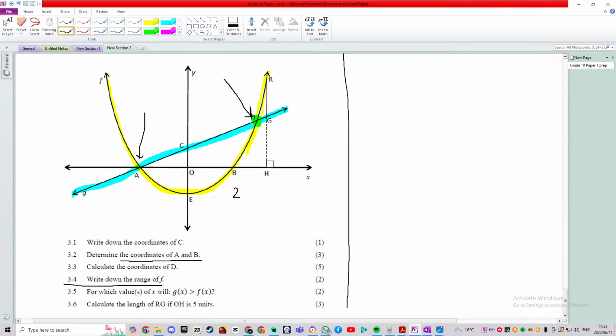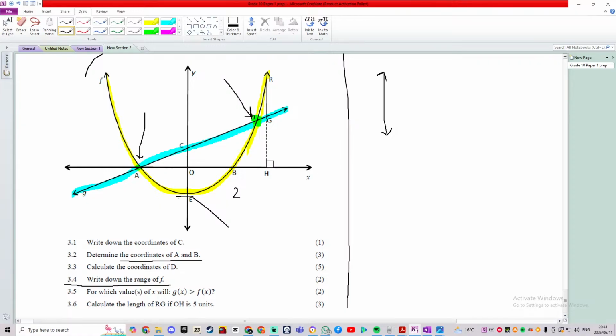Okay, 3.4, the range of f. Again, f is the yellow graph, which is the parabola. What does range mean? Where does the graph exist, vertically. Now we can see that this graph of f turns here at E. So we can't say y is an element of all real numbers. No, it goes from E all the way up to infinity.